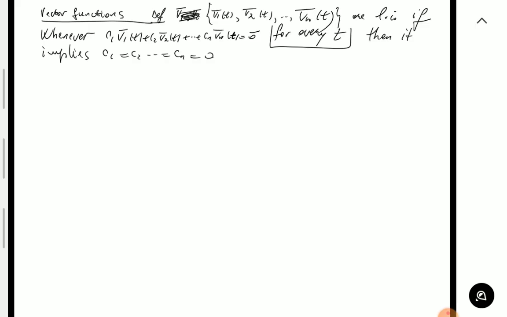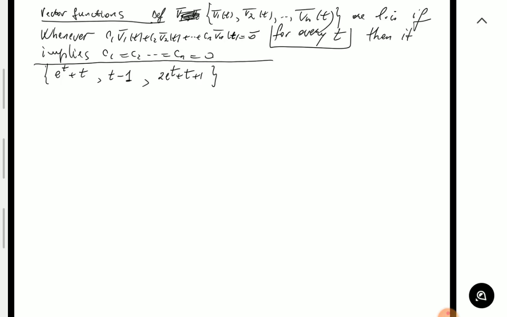So let me start with an example when it's not independent. Notice that if I have, let's say, e to the t plus t, t minus 1, and I'm going to have 2e to the t plus t plus 1. These are just vectors with one component.